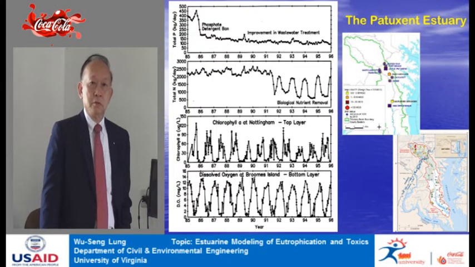The timeline here is from 86 to 96, a little bit over 10 years. This plot represents the total phosphorus loading into the estuary, primarily from wastewater treatment plants. This is the upper estuary, right here. This is the watershed of the estuary, very narrow, okay?